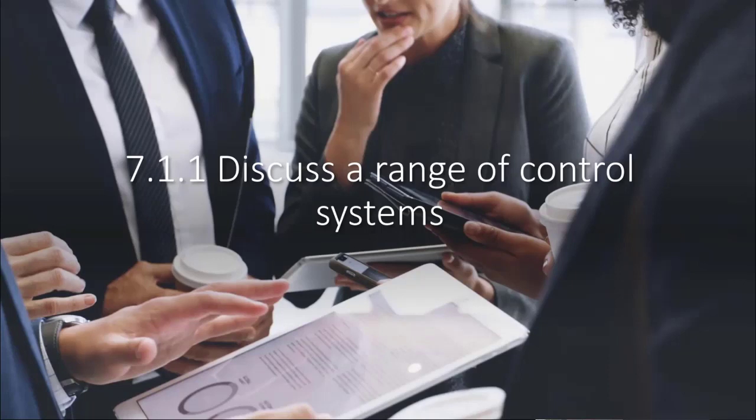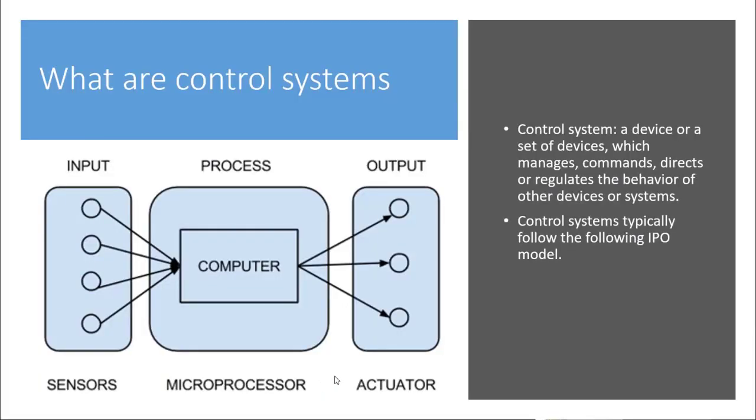So mine was discussing a range of control systems. First of all, what are control systems? This is the IB definition for a control system. It's a device or set of devices which manage, command, direct or regulate the behavior of other devices or systems.